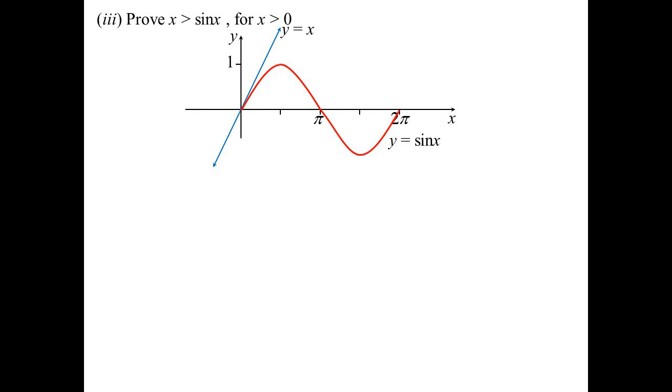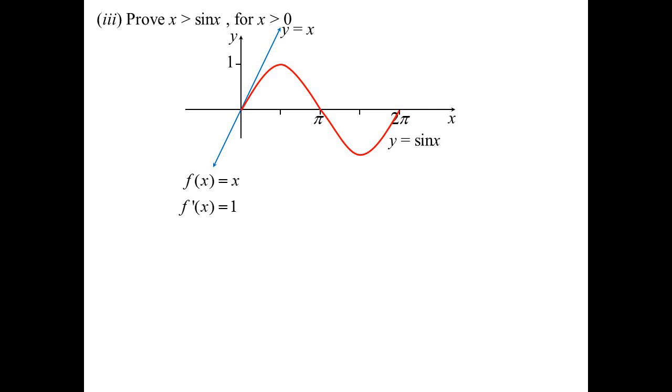Let's try this one. We're going to prove x is always bigger than sine x for x greater than 0. And I'm going to draw a graph. There's y equals x. There's y equals sine x. Now, it's not good enough to just say, oh, look at that, the blue is always above the red. Fantastic, we've done it. We've actually got to prove it. Now, they obviously meet at the origin. So the function y equals x, the derivative is 1. So I know that line has a slope of 1.